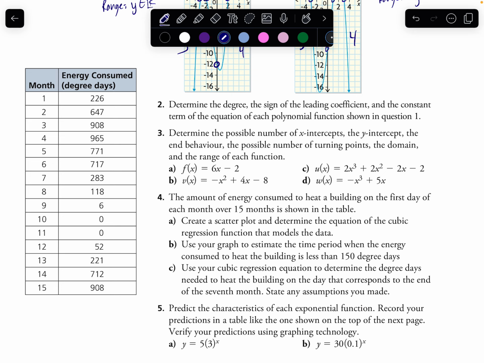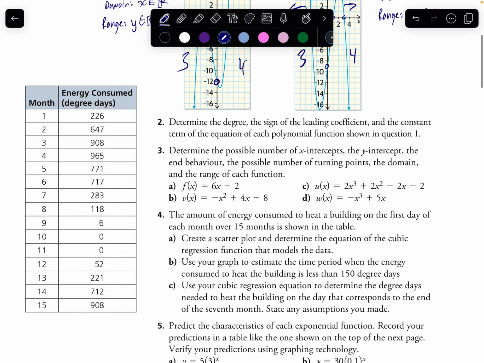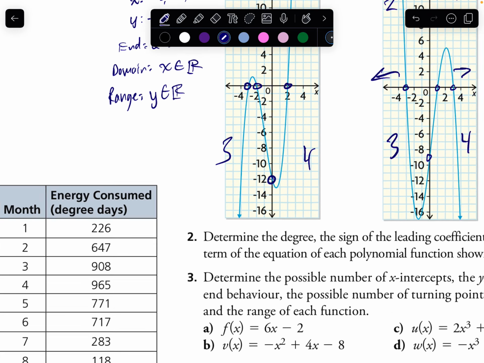Next one, we've got determine the degree, the sign of the leading coefficient, and the constant term of the equation of each polynomial function shown in question 1. Okay, so let's go back up. The degree, the sign, and the constant.